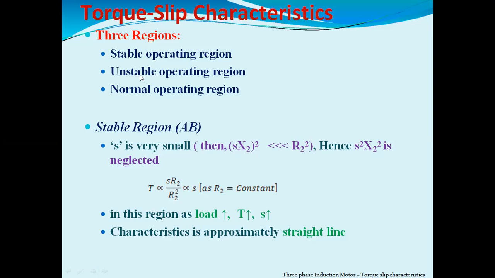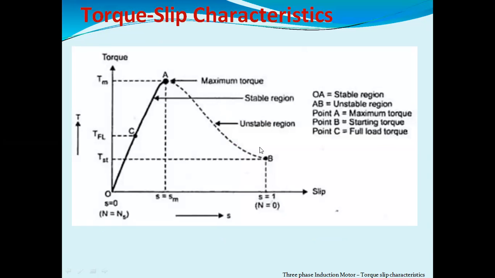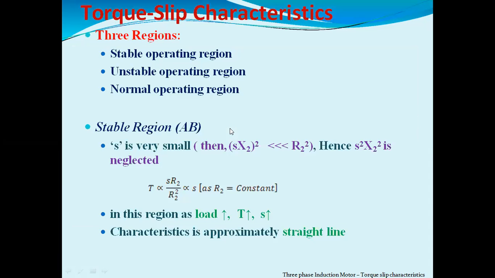But when we say the value of torque is decreasing with an increase in slip, we get the value S equal to Sm, exactly the maximum slip. At that time, we get the maximum torque. But if the value of S increases, the value of torque decreases. That's why we call that region an unstable region. So if we get the maximum value of torque, we call that region a normal region.